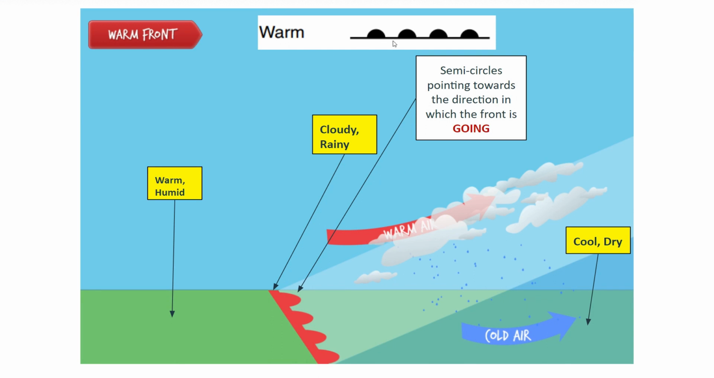In a warm front, we use this symbol. It's from your reference table, page 13. In a warm front, warm air is pushing towards cold air. Once again, wherever we have the front symbols, we have clouds and precipitation. It's very rainy. On this side of a warm front, since it's the warm air side, it's warm and humid. In front of the front is cold air, so it's cool and dry.